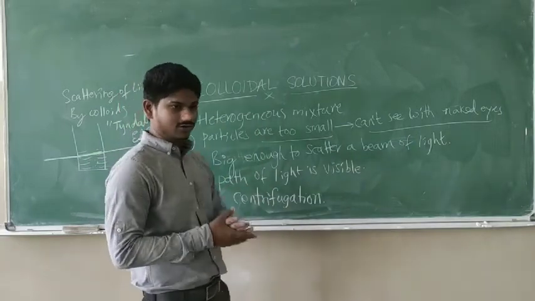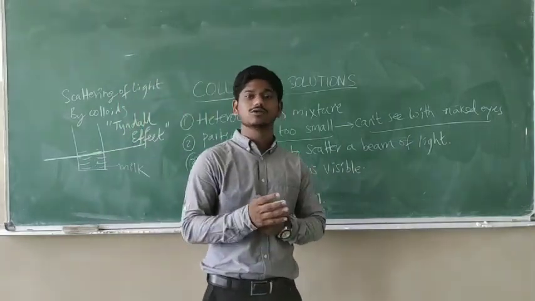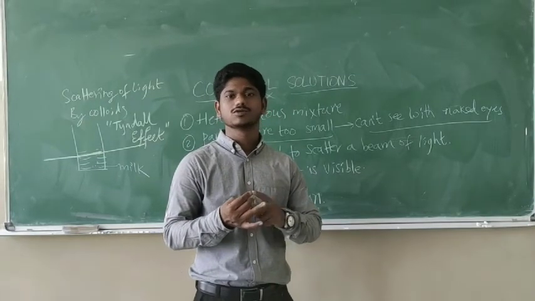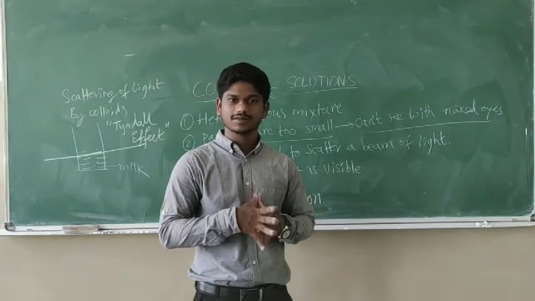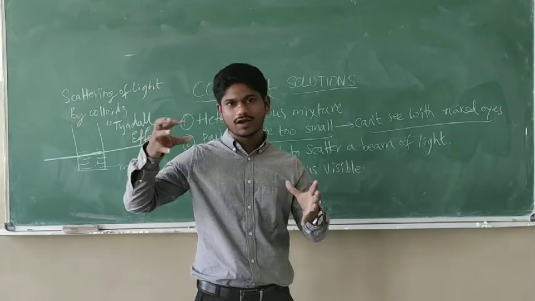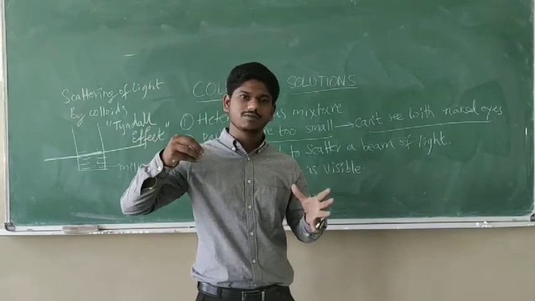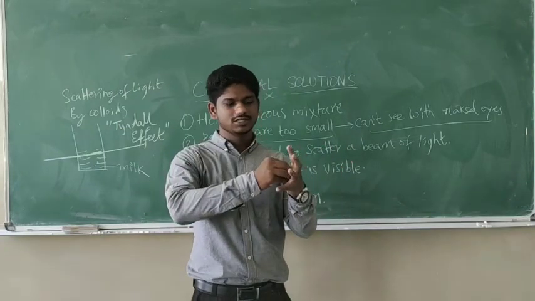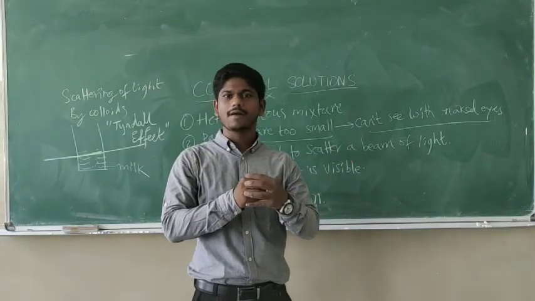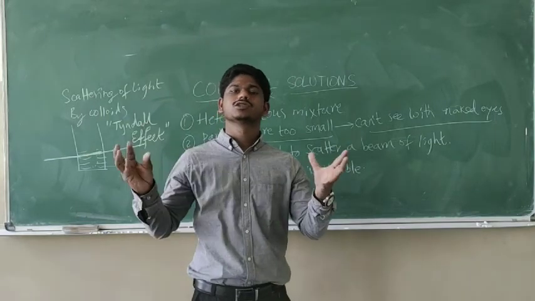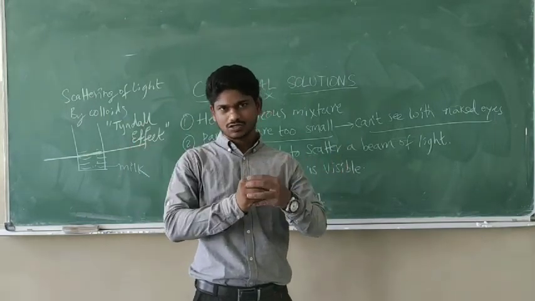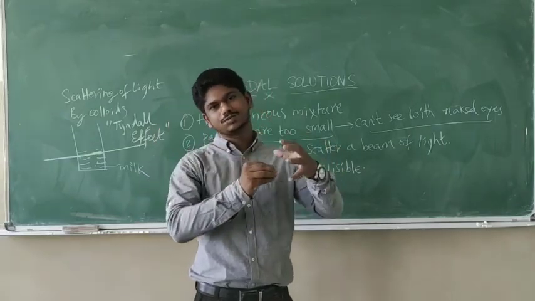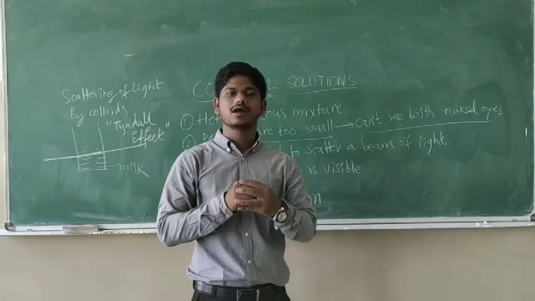I think you have understood. Milk is a colloidal solution. Cloud is a colloidal solution. Shaving cream is a colloidal solution. So many colloidal solutions are there. It means one dispersed phase will be there and one dispersion medium will be there. The dispersed phase is dispersed in the dispersion medium, just like a solute is dissolved in the solvent. Here, we are just giving a different name.